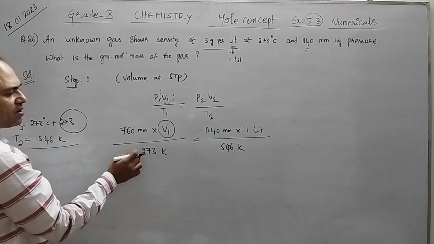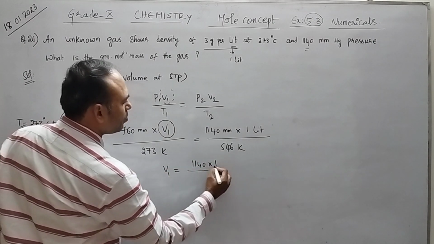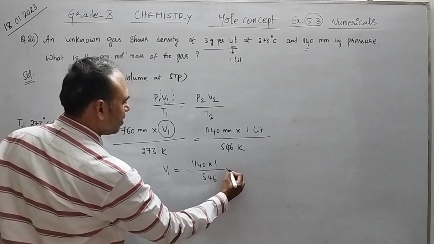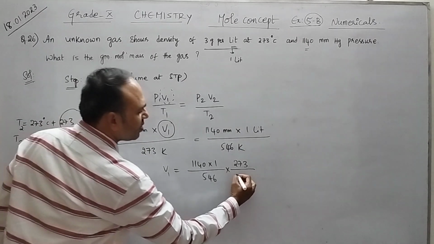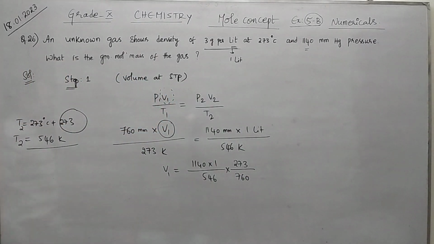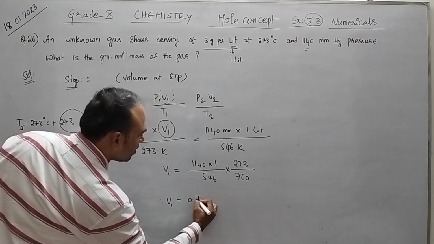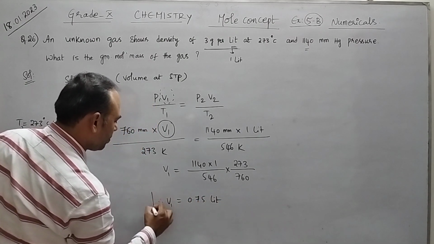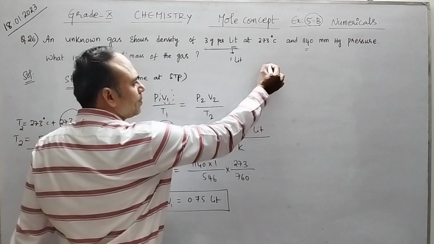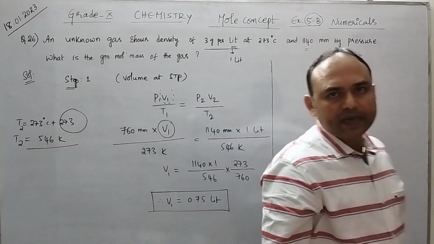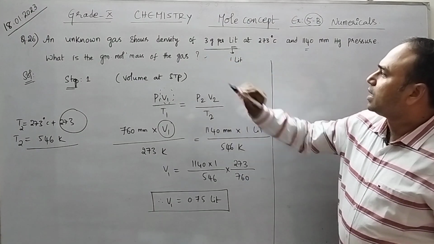To find V1, send this to the other side. V1 is equal to 1140 into 1 by 546, into 273 by 760. I have already calculated, you can also calculate this. Therefore, the volume we get is 0.75 liters. But what we need to calculate is for 22.4 liters, which is equivalent to the gram molecular mass.